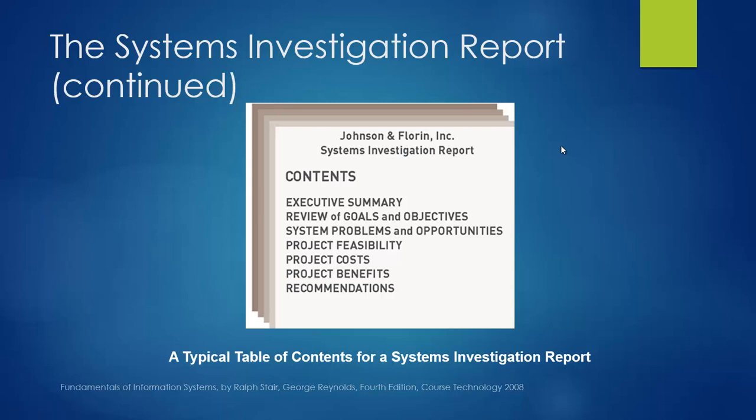The figure shows a common table of contents for a system investigation report. Usually this is the table of contents where you have the executive summary, review of the goals and objectives, system problems and opportunities, project feasibility, the cost, the benefit, and the recommendation at the end. So this is the report that will be submitted to the upper management or to the committee, and the committee will review it and make their final decision based on that report. So that will be the first phase.